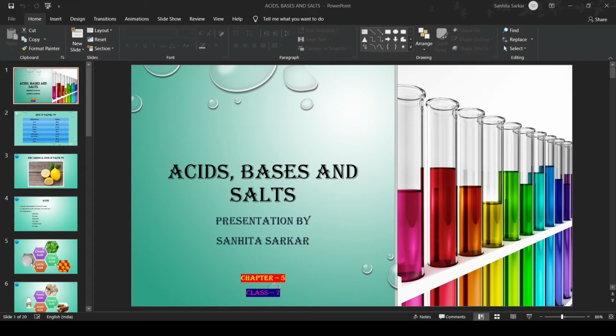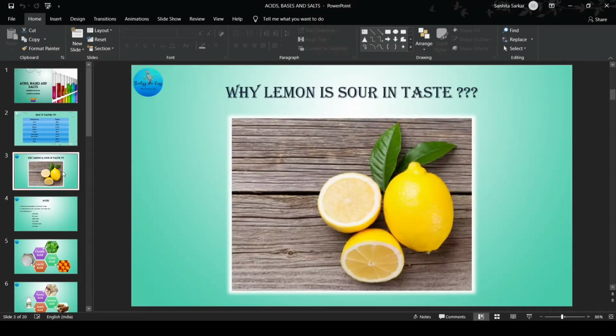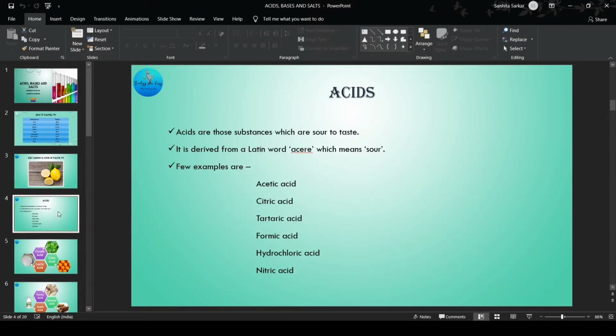Today we will be discussing acids, bases and salts. It is chapter 5 of the class 7 NCERT science textbook. Now you can see that there are many substances having different tastes, right? So can any one of you tell me why curd tastes sour or why lemon tastes sour? Lemon is sour in taste because of the presence of acids.